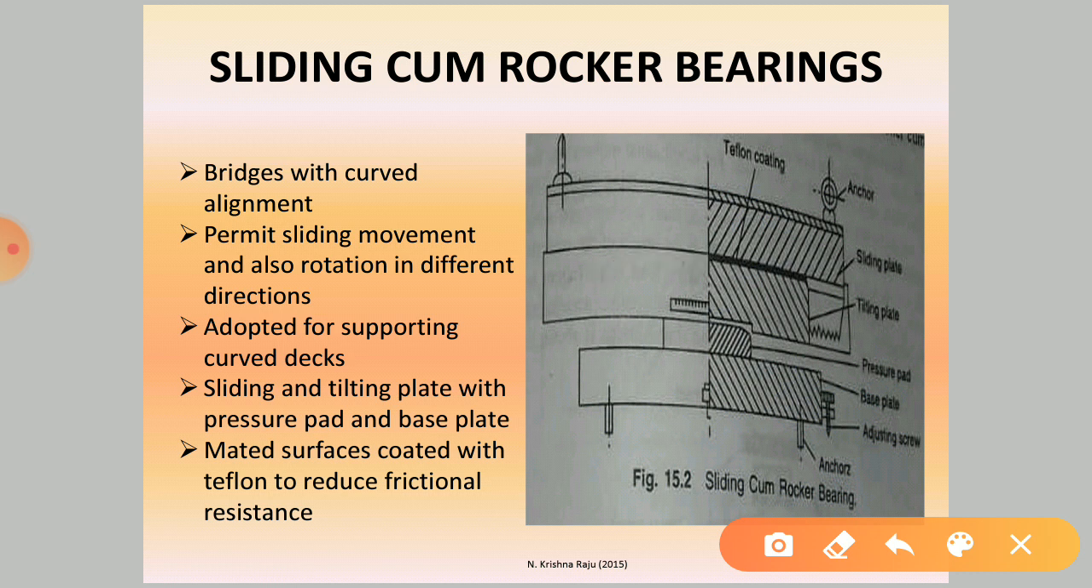Sliding and tilting plate with pressure pad and base plate. These are the components that are useful for resisting the forces coming from the superstructure and also the movements. Also the mated surface is coated with Teflon. Teflon is used because it is useful in reducing the frictional resistance. This is the figure for sliding cum rocker bearings.